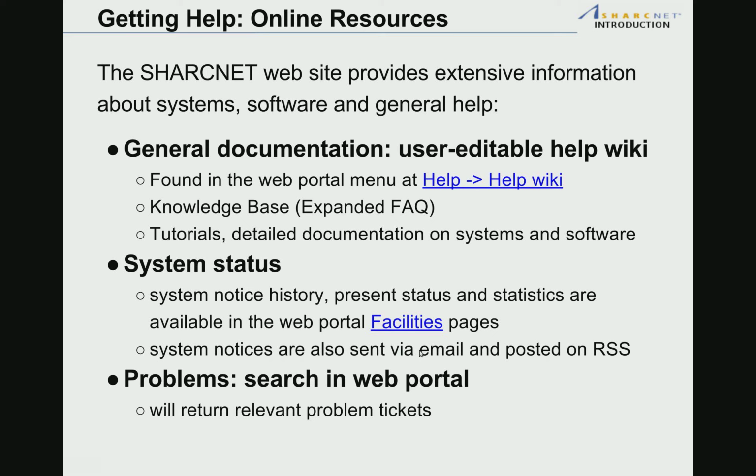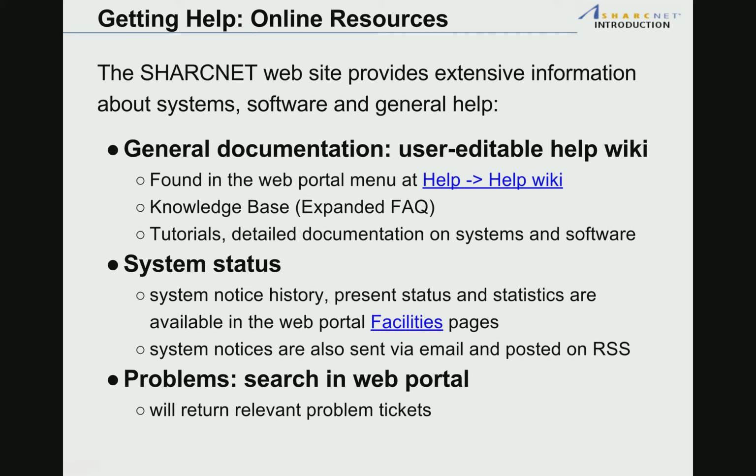Getting help and the online resources are an important part of SHARCNet. The SHARCNet website provides extensive information about systems, software, and general help. In terms of general documentation, there's a user-editable wiki page found in the web portal menu at Help and Help Wiki. It contains a knowledge base, expanded frequently asked questions, as well as tutorials and detailed documentation on systems and software. And we'll go over a tour of this after these presentations.